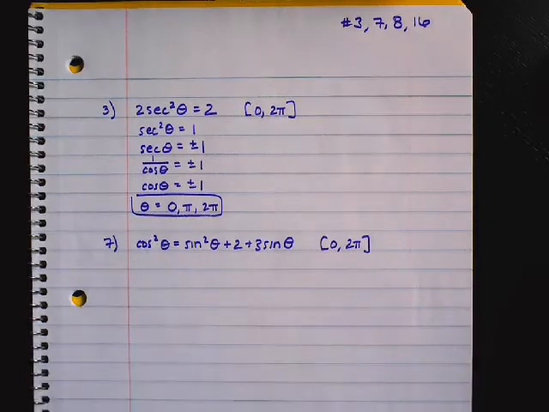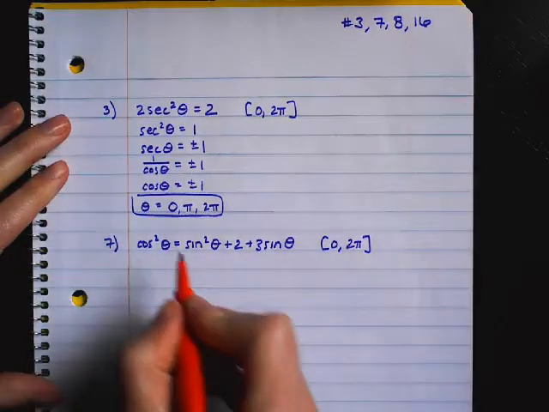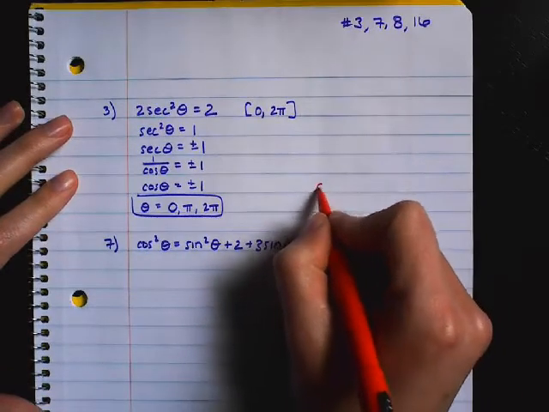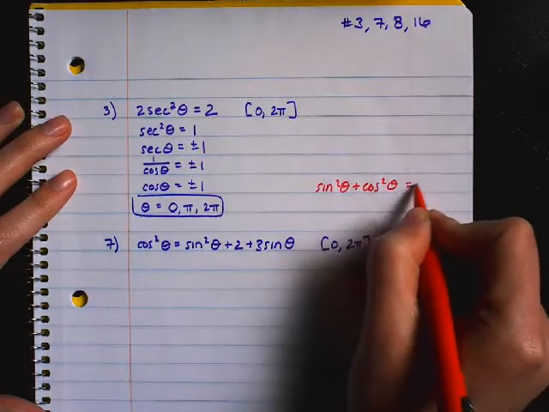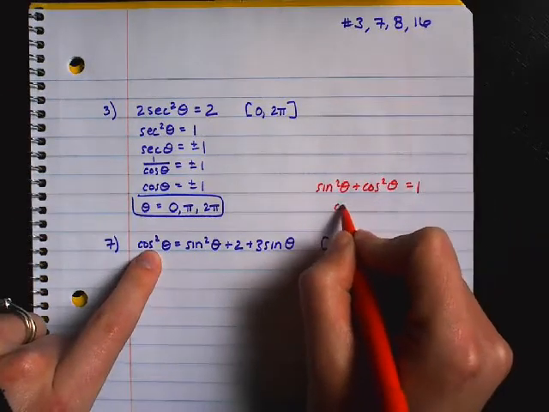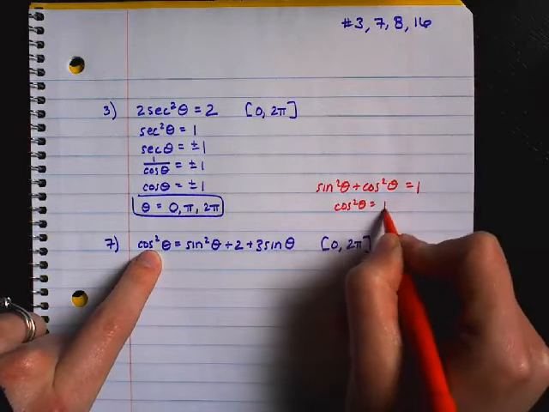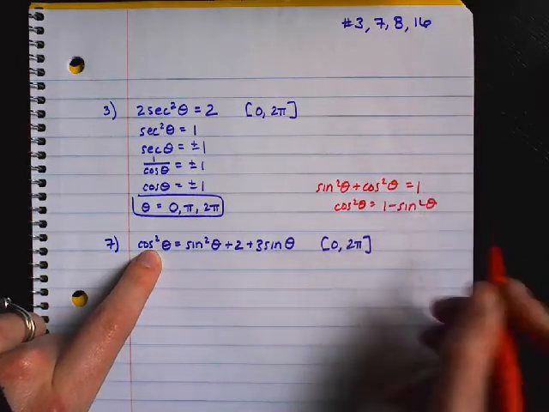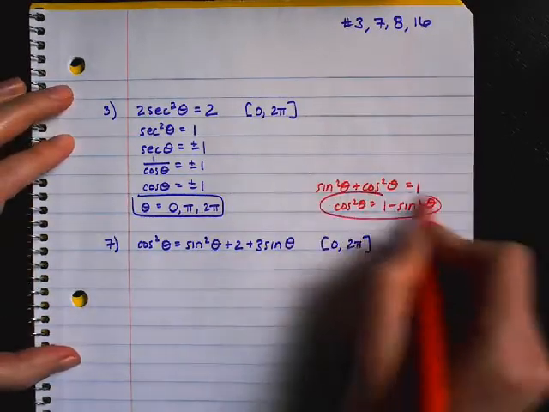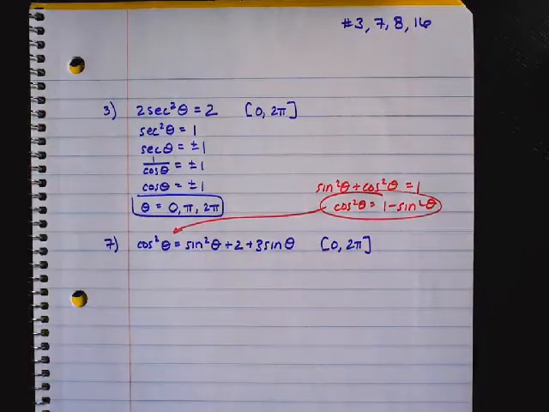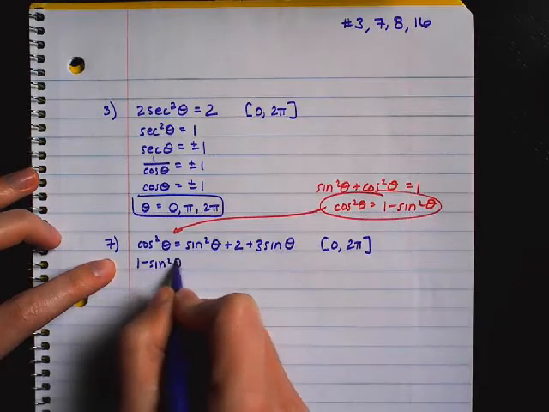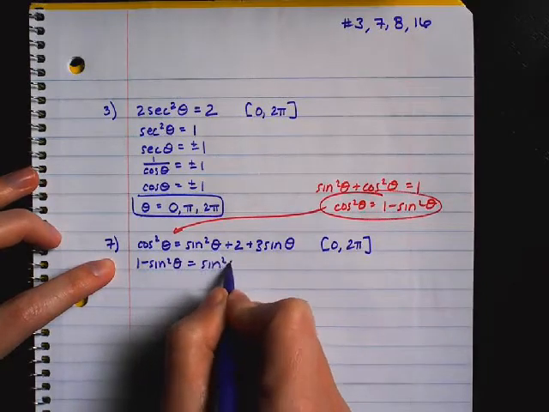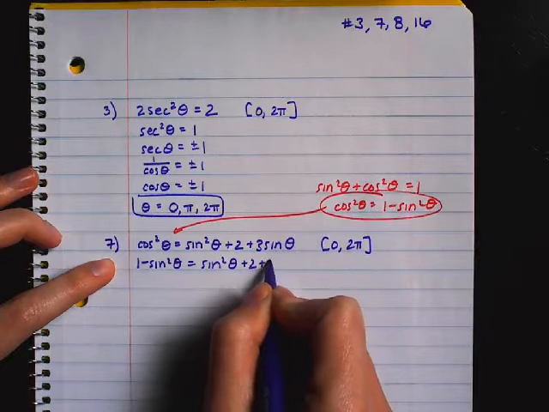Fortunately, I can replace that cosine squared with my Pythagorean identity. As a reminder, we know that sine squared theta plus cosine squared theta equals 1. If I want to get cosine squared by itself, I can subtract sine squared to the other side, and then plug that identity in here. So when I rewrite this, what I really have is 1 minus sine squared theta is equal to sine squared theta plus 2 plus 3 sine theta.